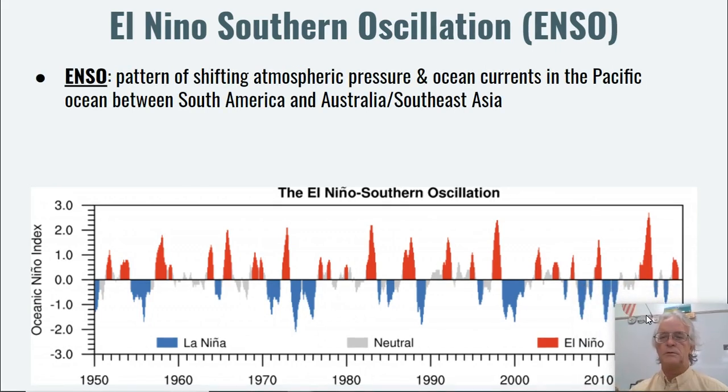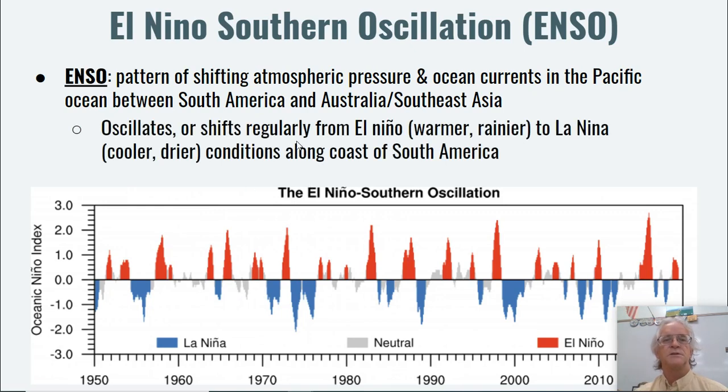Now, El Nino. ENSO is a pattern of shifting atmospheric pressure and ocean currents in the Pacific Ocean between South America and Australia. You can see here we've got El Nino, La Nina, El Nino, and it shifts back and forth. You don't have two at once because the ocean can't go in two directions. It oscillates, shifting regularly from El Nino to La Nina along the coast of South America. El Nino is warmer and rainier. La Nina is cooler and drier.